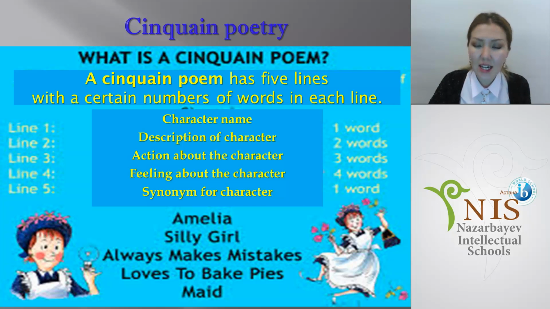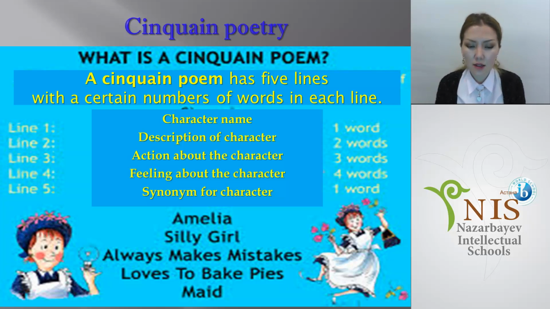The first line is the character name, it's the subject. The second line is a description of that subject. The third line is action about this character, so some verbs can be used here. In the fourth line, the feelings about the character should be used. And the last one is just a synonym of this subject or character.